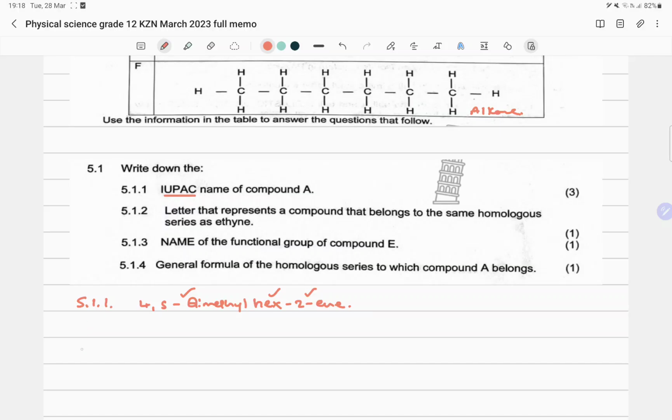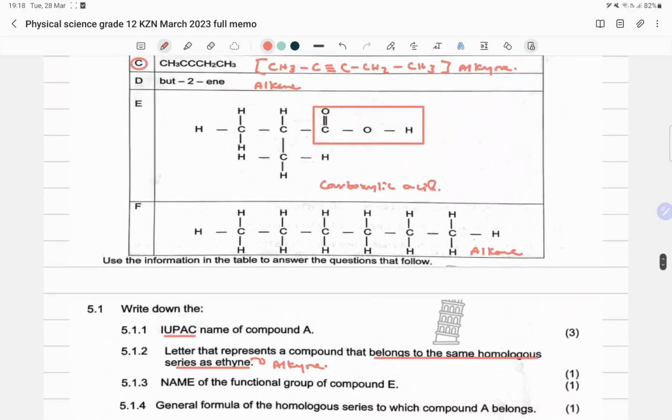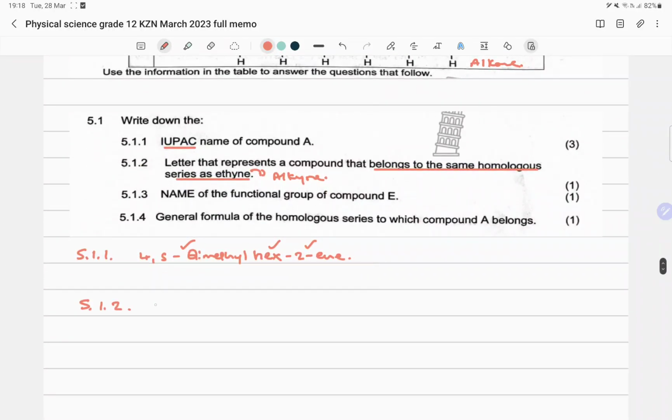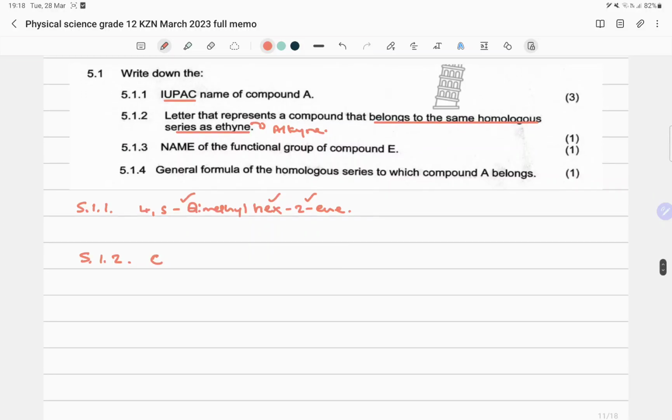So let's look at 5.1.2. It says name the letter that represents a compound that belongs to the same homologous series as ethyne. Now ethyne is an alkyne. That YNE says we're looking at an alkyne. So the alkyne in here is C. So you see, sometimes just identifying things, you are doing yourself a huge favor.